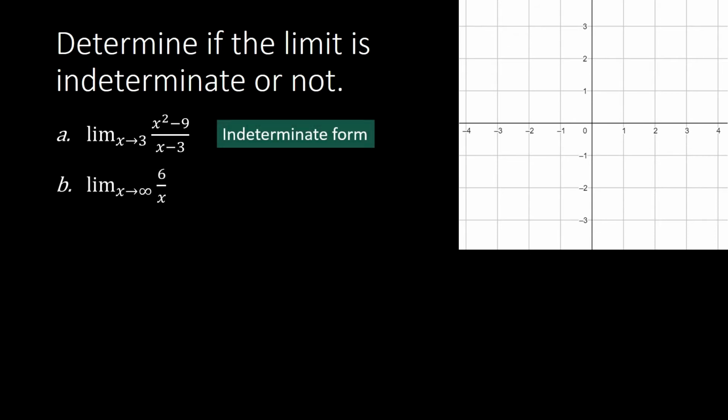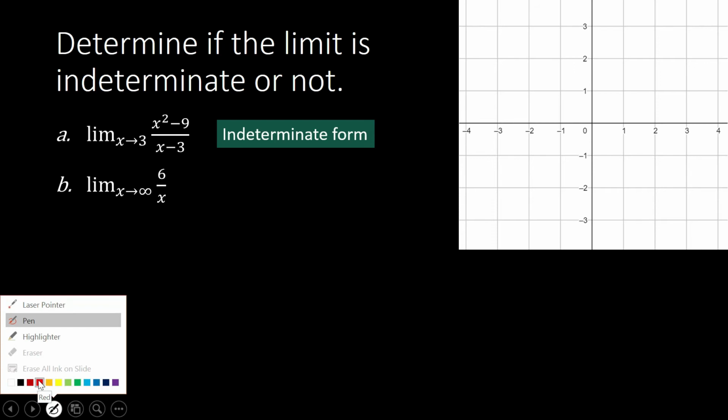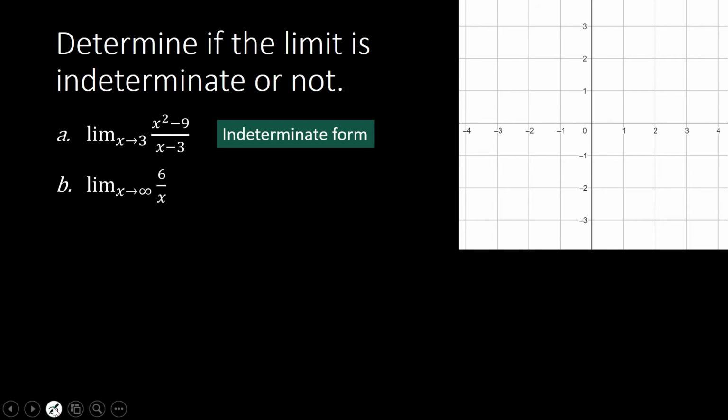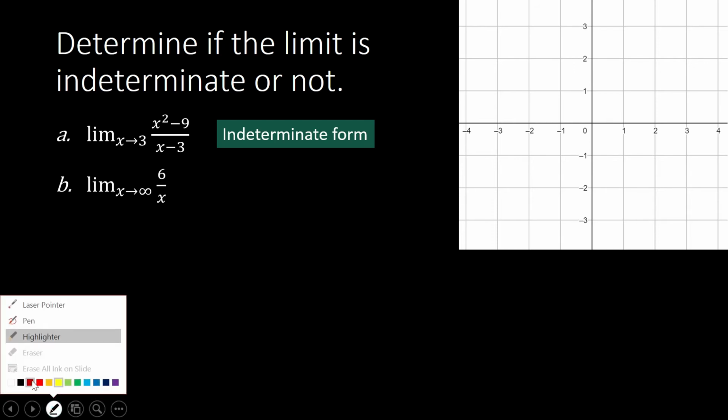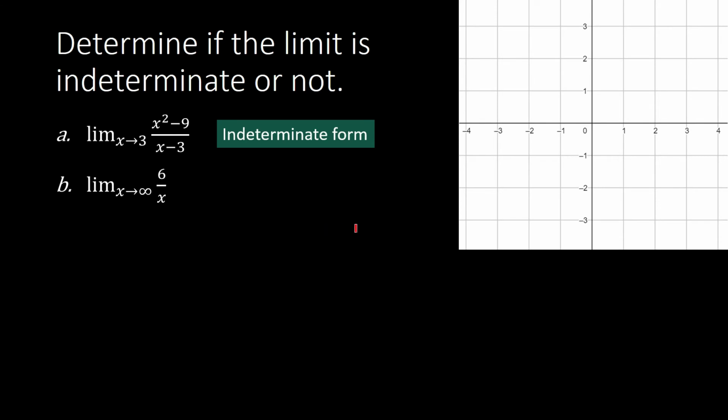Find the limit of 6 over x as x approaches infinity. So this one is a rational function, and I know this is not the first time you are seeing a function such as a rational function. When we have something like this, what you can do is go back to the graph of a rational function such as this. So the graph of that function is something like this.